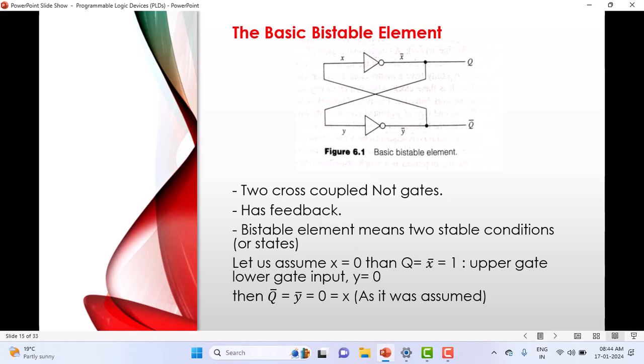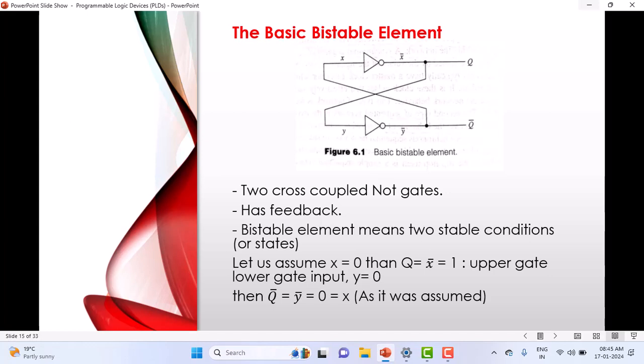And let's see this circuit. This circuit has two cross-coupled NOT gates. This is what you are seeing here. And it has feedback. Feedback means the output is connected back to the input. That's the second point. And this is called a bistable element. Bistable means the output will be in one of two states, either the 1 state or the 0 state. Bi means 2. Stable means states. Stable states, fixed states. Automatically it will not go from its own basis. It will not go to some other state. Stable means what?